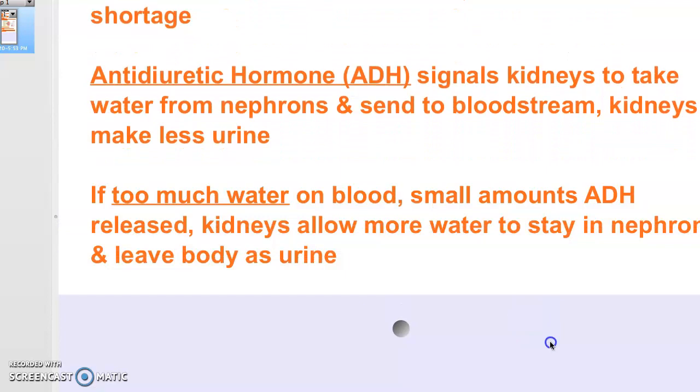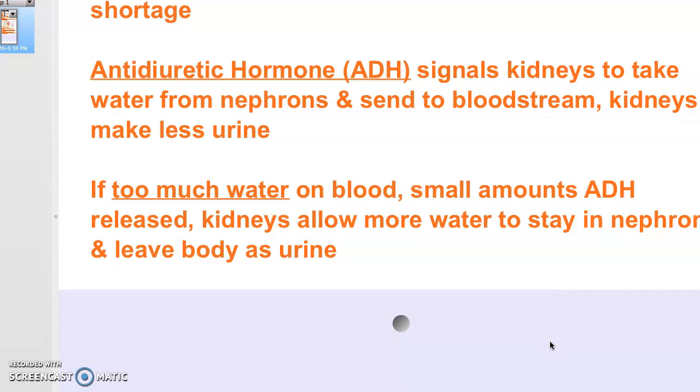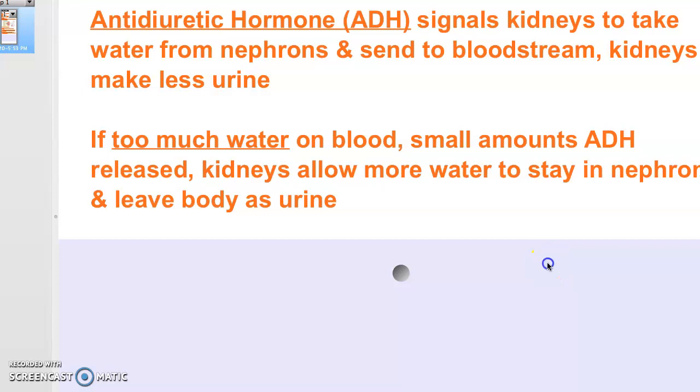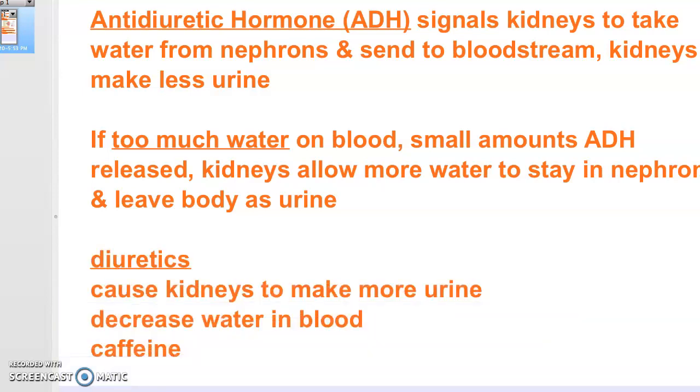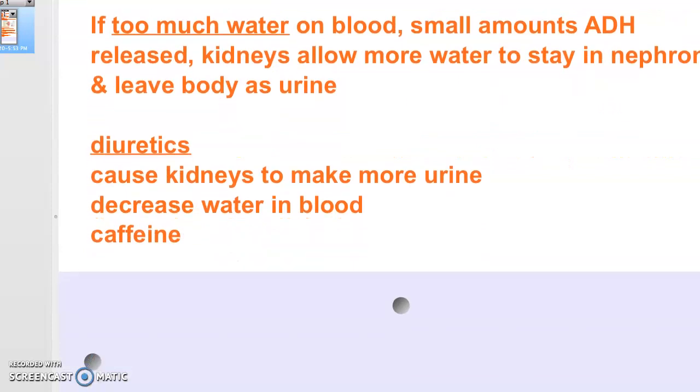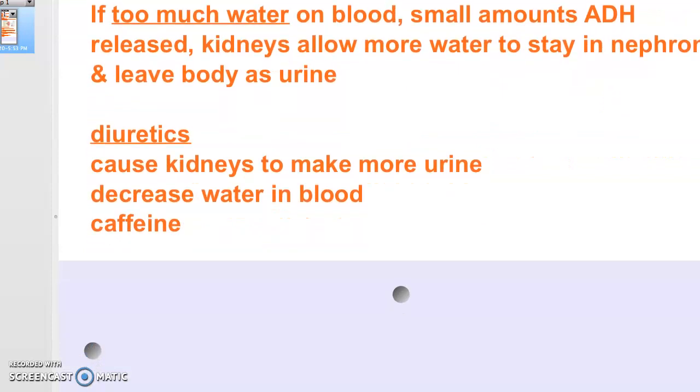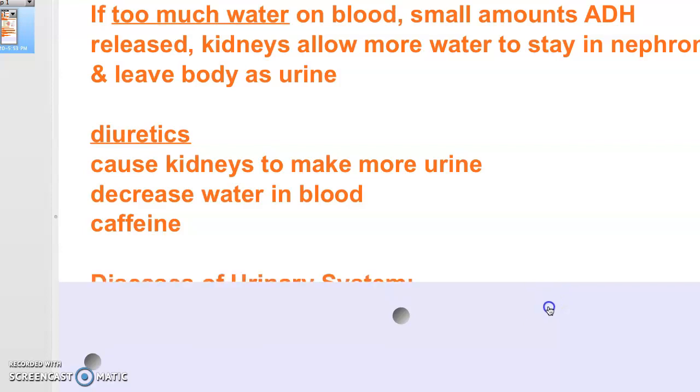So if there's too much water in your blood, small amounts of that ADH, that hormone, get released, and obviously the kidneys let more water out and you're going to the bathroom more. So that's a good thing, but you don't want to have too much water. There are things called diuretics in our everyday diets that cause our kidneys to make more urine. And they can actually be a problem because they can leach the water from our body. So things like caffeine, if you have too much caffeine, can be what's called a diuretic, causing you to go to the bathroom more, and you're not keeping water in as much. So you should always watch your intake of caffeine.